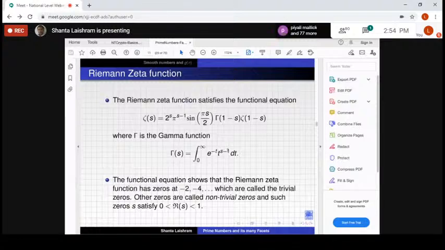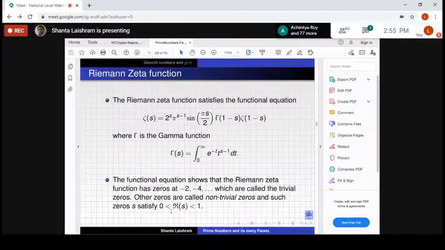So because of the zeros of the gamma function, one can see that the Riemann zeta function has zeros at negative even integers. So at -2, -4, -6, the zeta function is actually zero. These are called trivial zeros, and any other zero is called a non-trivial zero.